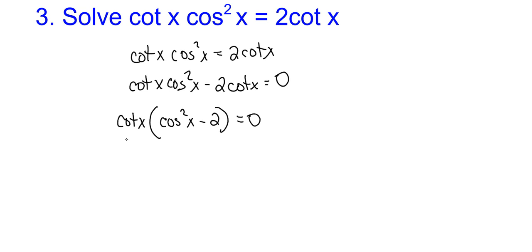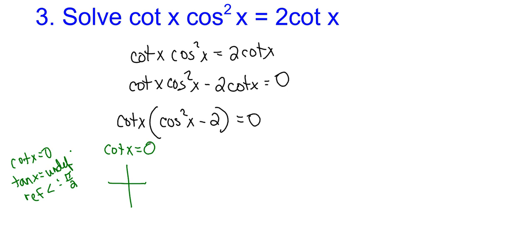So the first thing I'm going to do is put cotangent x equal to 0. And in my mind, if the cotangent x equals 0, then that means the tangent of x is undefined. And so my reference angle is equal to pi over 2. That's how I think about that. And cotangent, again, all students take calculus, has a period of only pi, so we only have to look at these first two here.